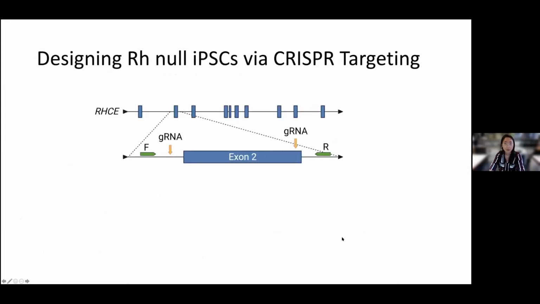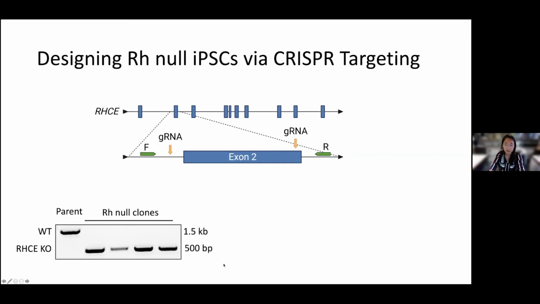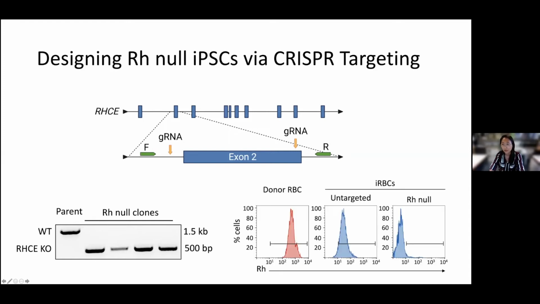So this is our schematic to generating the RH null line. We started out with a D- iPSC line so that we didn't have to worry about D at all. And then we knocked out RHCE using two guides, one in intron 1 and one in exon 2. We made a 1 kb deletion that we screened by PCR. And when we differentiated our iPSCs into red cells, we saw that RH expression was knocked out from the cell surface in the RH null IRBC, whereas in the untargeted IRBC, we do see RH on the cell surface.